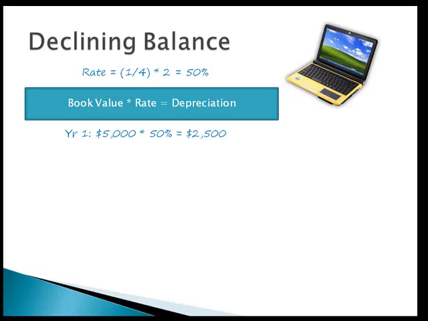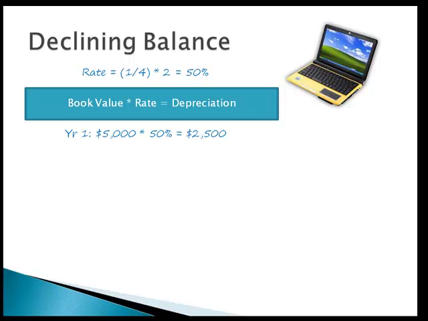I think I just changed the cost on us, so I apologize for that. I think we were using $2,000 before, but let's just roll with $5,000. So $5,000 laptop times 50% gives us depreciation expense of $2,500. Okay, that's year one. Now year two, we have to find the new book value.